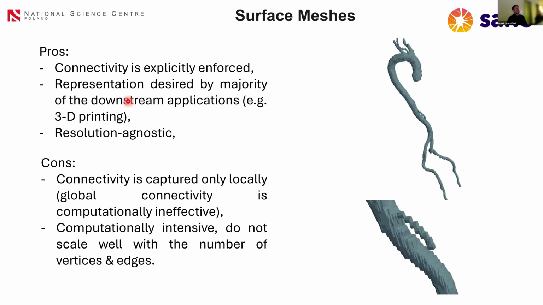Moreover, this is the representation that is desired by the majority of the downstream applications, for example, for 3D printing. And also, similarly to point clouds, they are resolution agnostic. So it's a much better representation for geometric deep learning compared to voxel grids.